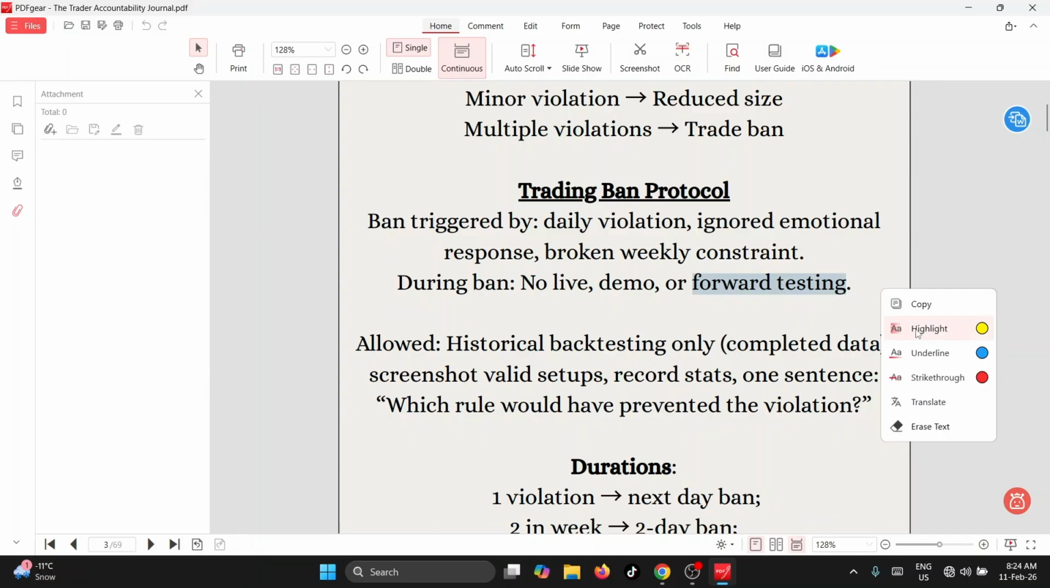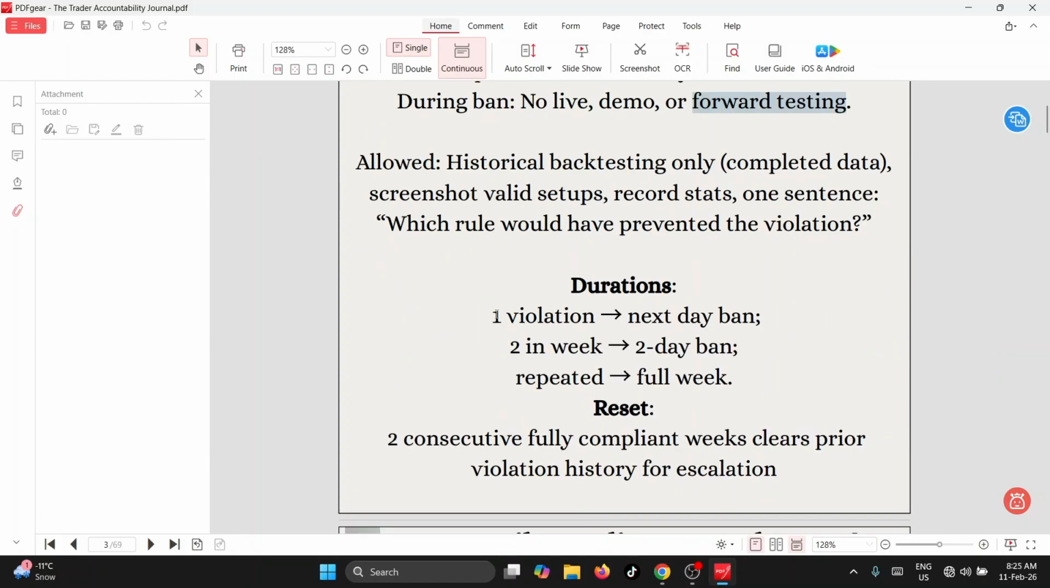So right here, for example, you can see one violation means a next-day ban, two in a week means a 2-day ban, and repeated violations mean a full week ban. So in a full week, you're not going to trade, no trading, no forward testing. The only thing you're allowed to do is historical backtesting. You can just go back in time to see how setups played out, without using the forward forecasting tool.